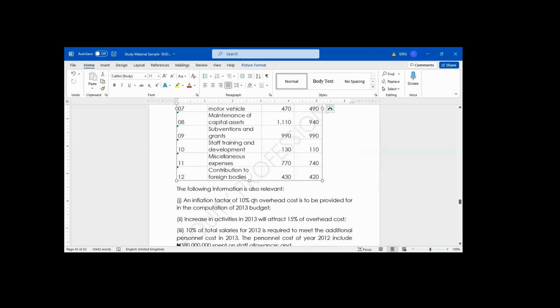An inflation factor of 10% on overhead costs is to be provided in the computation of the 2013 budget. That means if you want to do 2013 budget, we need to add 10% to 2012 budget for inflation.